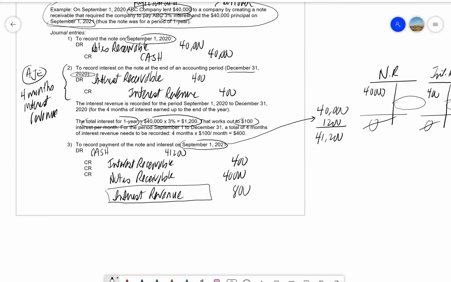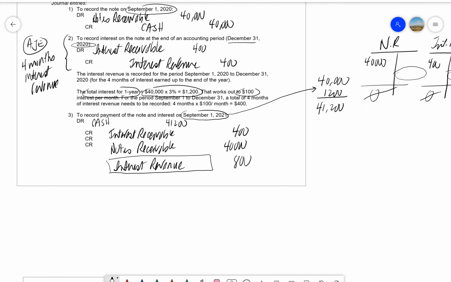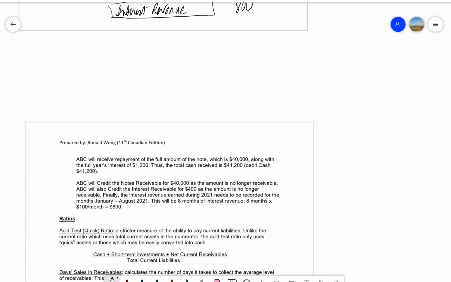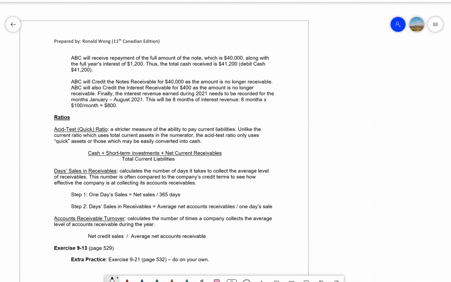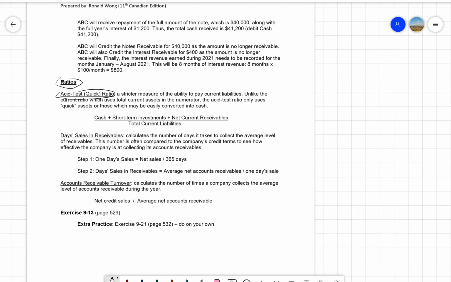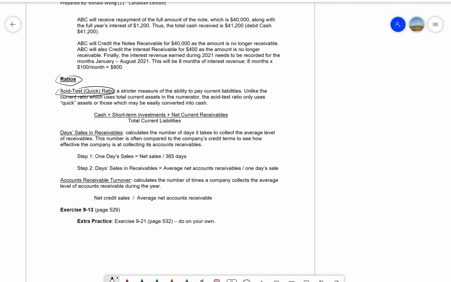Moving on to the last page, the last topic we're going to look at is some ratios. And in this chapter, we focus on 3 ratios. The first one's called the acid test or quick ratio. Now, it's very similar to the current ratio. The only difference is, rather than taking all the current assets in the numerator, it's just going to be cash, short-term investments, and the accounts receivable, the net accounts receivable. And then we divide that by the total current liabilities.